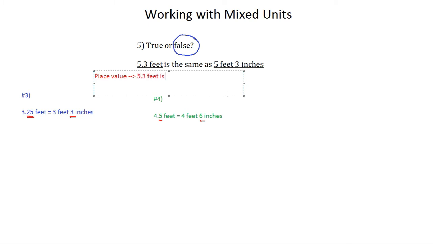5.3 feet is 5 whole feet. Let me just switch this to another line. It's 5 whole feet, and then it's 3/10 of a foot. That 0.3, that's the tenths place. 3 inches is not the same as 3/10 of a foot. Okay, so just be aware of that. That's a common mistake that a lot of people will make. They are not the same. 5.3 feet is only feet. It's 5 feet and 3/10 of a foot, and that's what we have. So those are not the same.